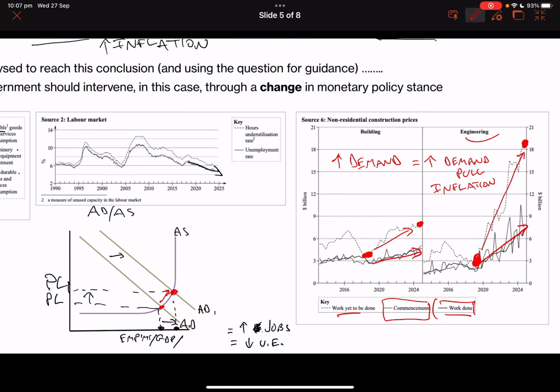And especially in this engineering side, this big rise here, this big rise in the work yet to be done. There's lots of demand out there, but they obviously don't have the workers available now to do all this work, okay? That looks like if you have more work than you can handle, you are working at capacity.